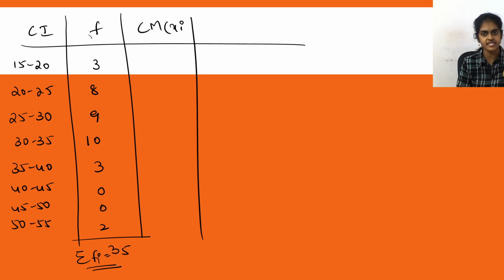So sum of frequencies is 35. Let us find the class mark. Class mark is (upper limit plus lower limit) divided by 2, the average of the class interval limits. So 15 plus 20 is 35, divided by 2.